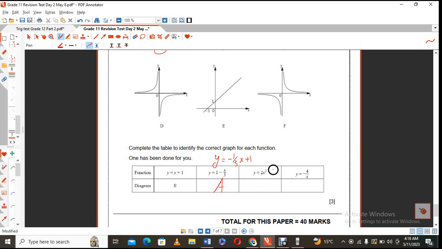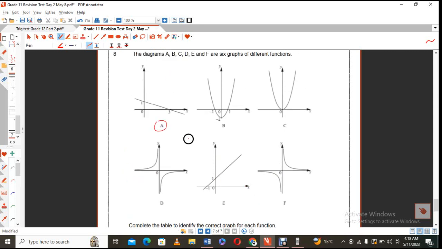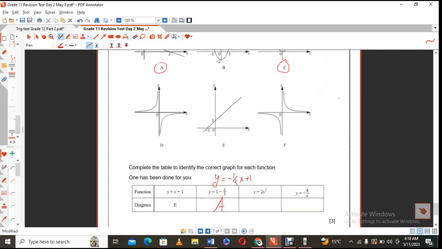Then y equals 2x squared. Well, that one is a parabola. There are only 2 options. It's these 2, but this one has a y-intercept, and this is the one we are looking for. This is y equals 2x squared. So that one over there will be C.